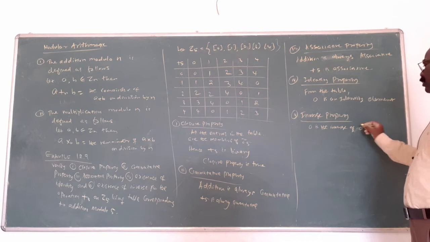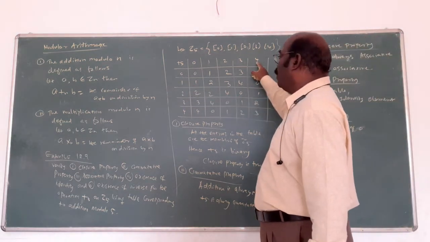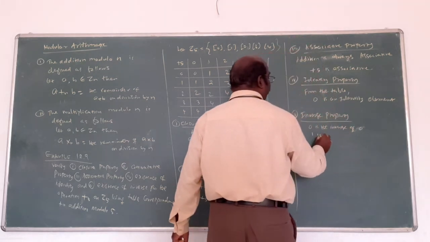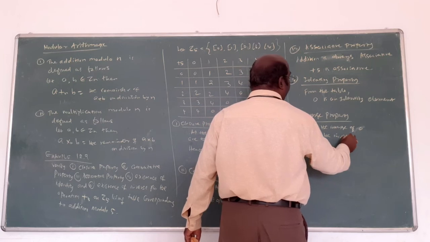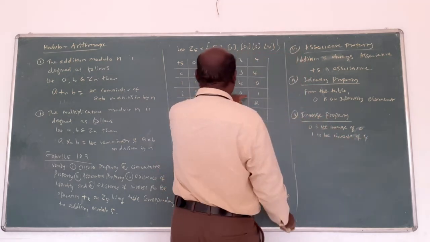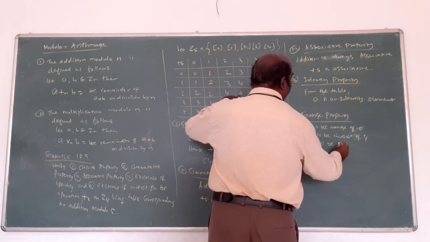Next, similarly, 1 is the inverse of 4, because 1 plus 4 is 0. Similarly, 2 is the inverse of 3.